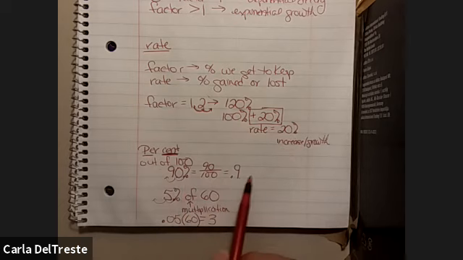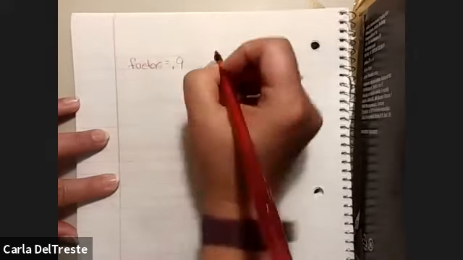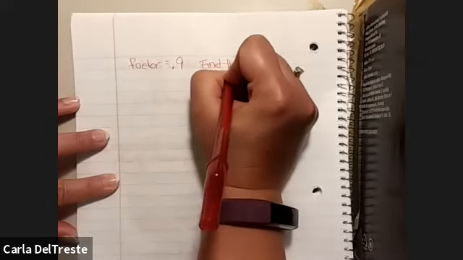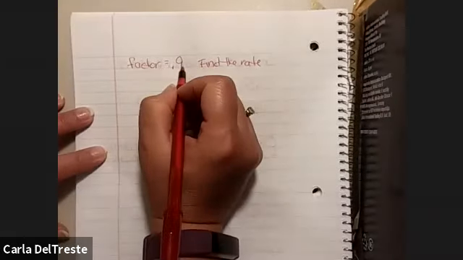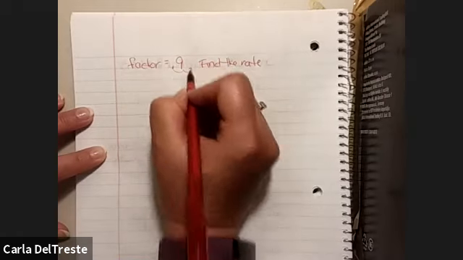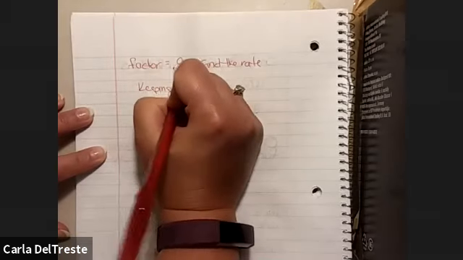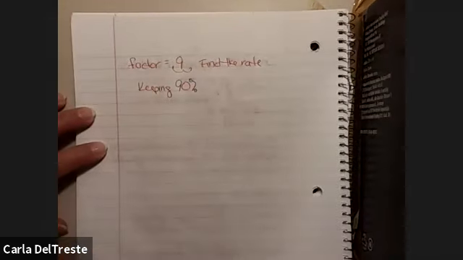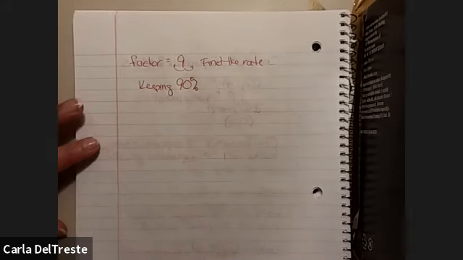Now let's take a look at this 0.9, okay? Let's say that we figured out we had a factor of 0.9. So we have a factor of 0.9, and we're being asked to find the rate. If the factor is 0.9, and I convert this to a percent, this means that I am keeping 90% every time. So every increase of 1 in the input, I keep 90%.